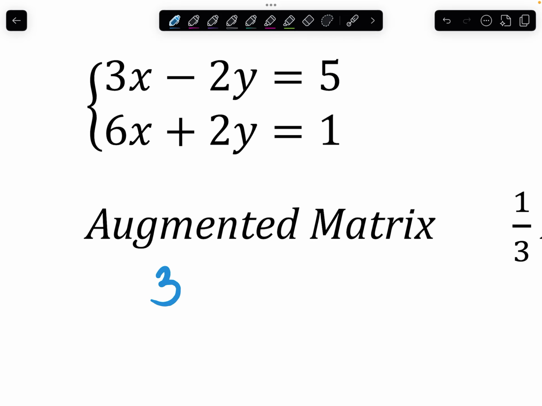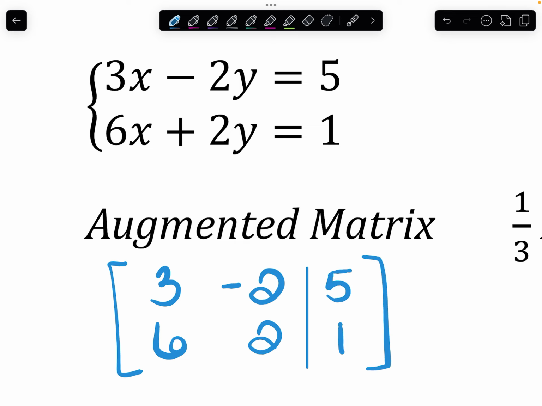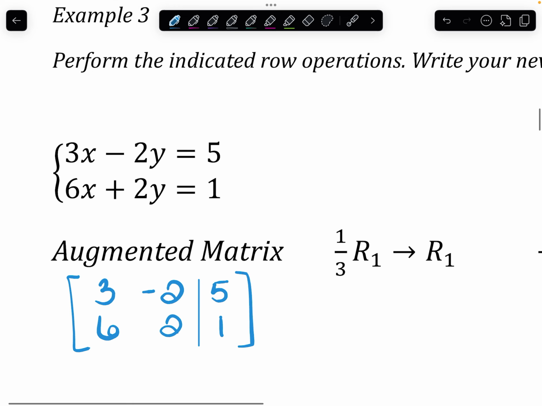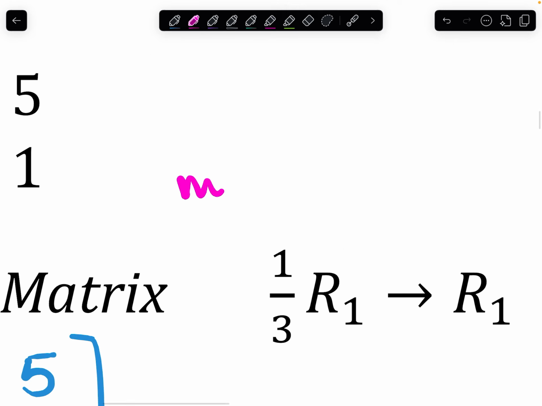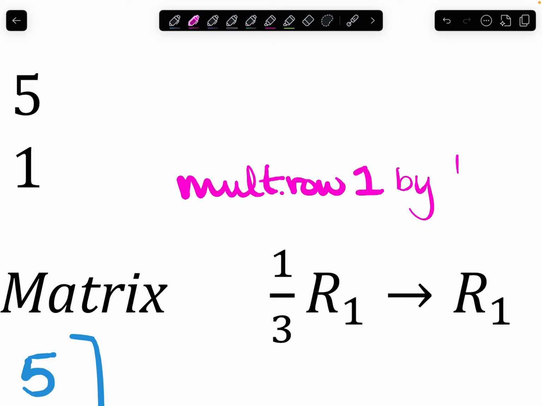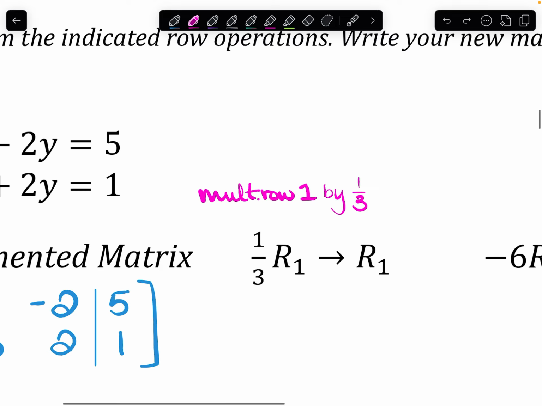So I've got my x's, followed by my y's. I like the vertical line in there, but you don't have to use it, followed by my constants. There's my augmented matrix. All right, then we're asked to perform this row operation here. What this 1/3 R1 arrow R1 means, we're going to multiply row 1 by 1/3. And we're keeping it in row 1. This arrow means to replace, so we're going to replace row 1 with those new values.